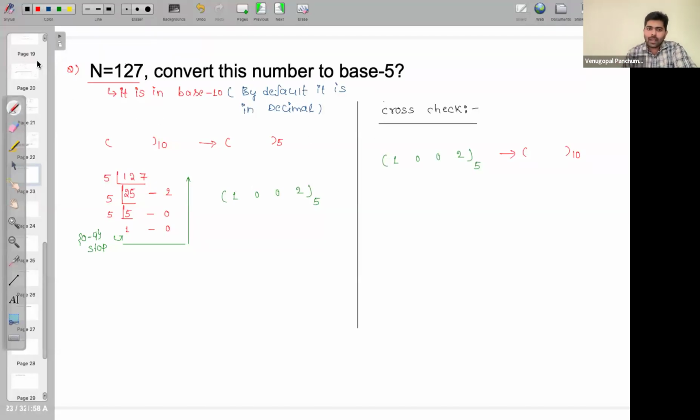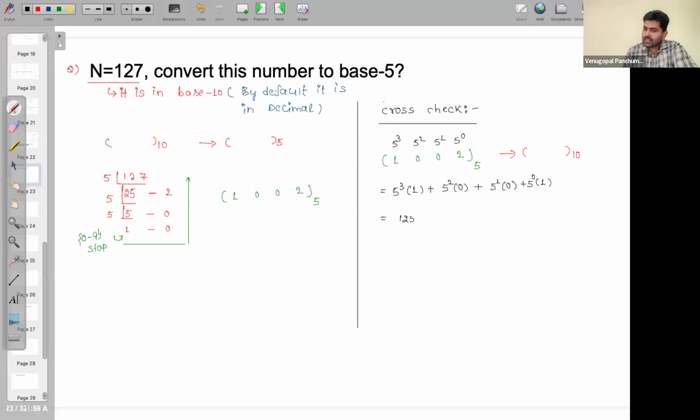Very easy. This time, what powers do you need to write here? Because it is in base 5, you need to write all the 5 powers. That is 5 power 0, then 5 power 1, then 5 square, then 5 cube. Now let's see. For 5 cube, you need to multiply and add. Next, 5 square into 0, which will anyhow be 0. Next, 5 power 1 into 0. Next, 5 power 0 into 1. So 5 cube is 125 into 1.